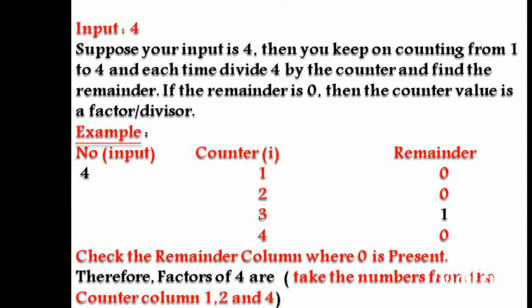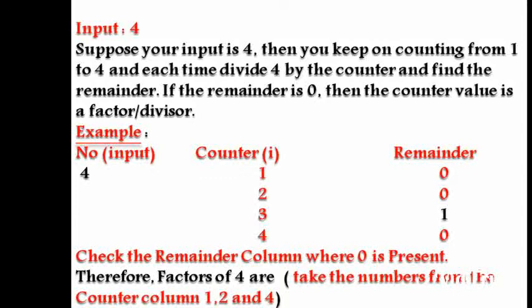Next time the counter value would be what? 2. So 4 again will be divided by 2. And you will again get the remainder as what? 0. Next time the counter value would be 3. 4 will again be divided by 3. And the remainder this time would be 1, which is not a factor.